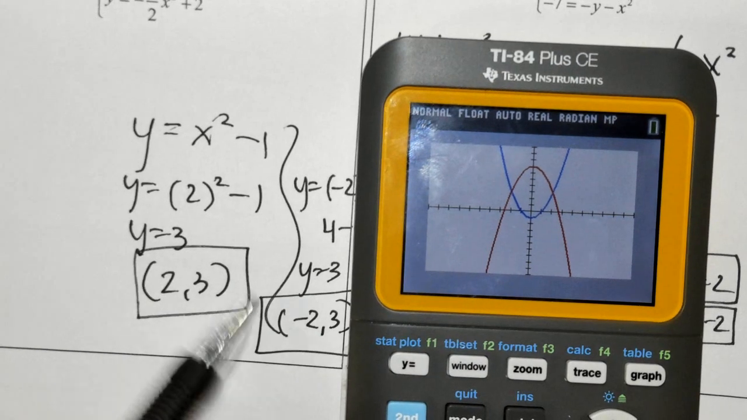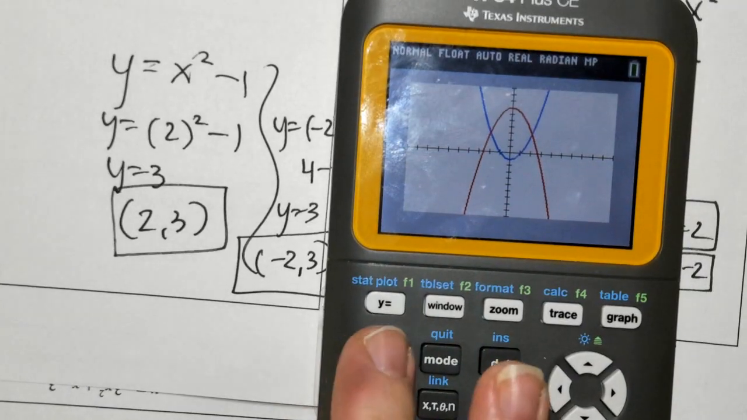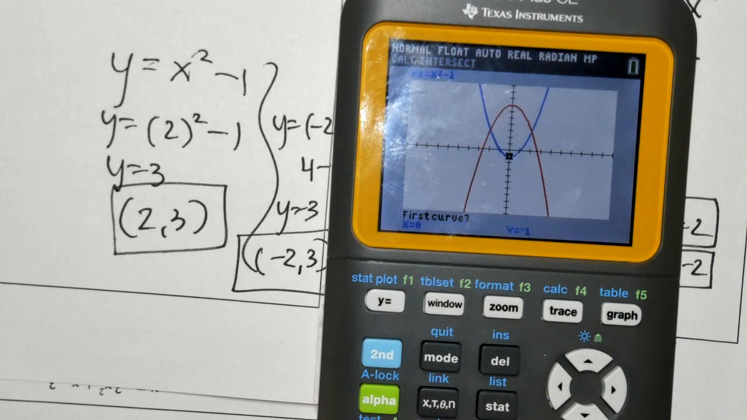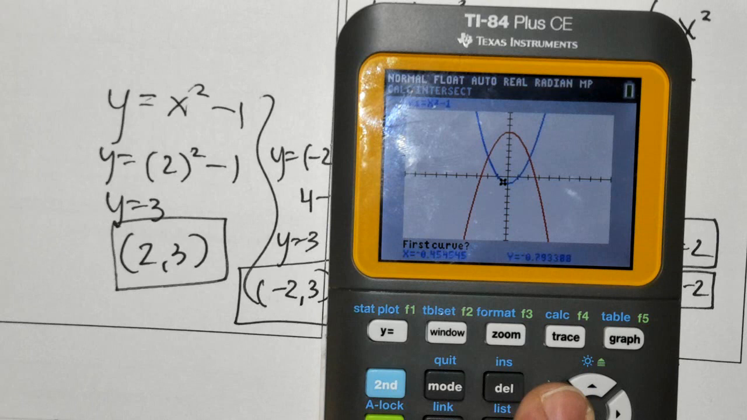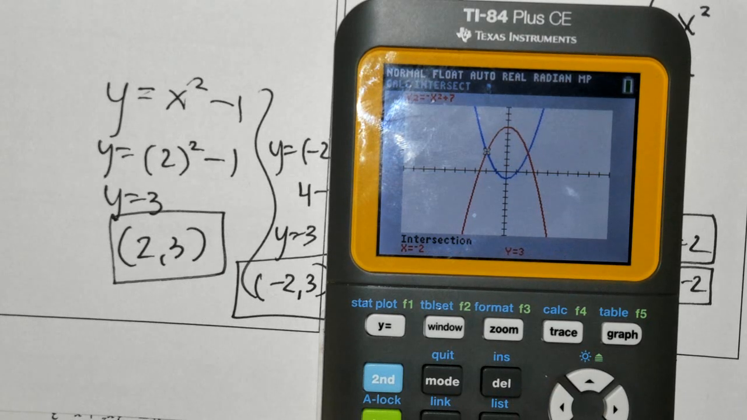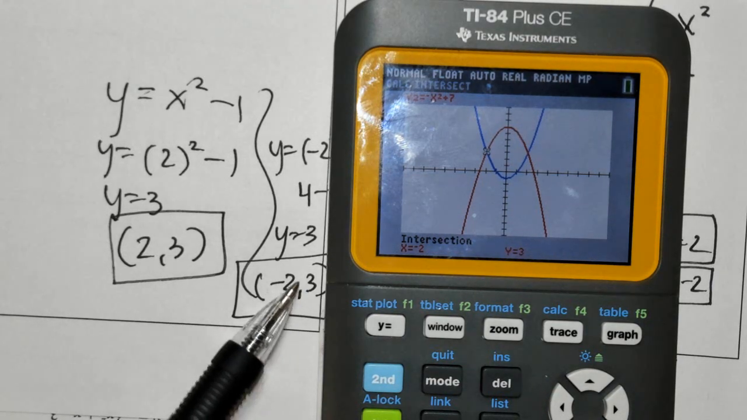I want to confirm that these two are correct. To do that, please do second trace intersect. Second trace intersect. And I'm going to use the arrow. I'm going to do the intersection to the left first. So I'm going to go somewhere close to it but not on top of it. Press enter. Somewhere close to it but not on top of it. Press enter. And now over the top, negative 2, 3. That does confirm this one.